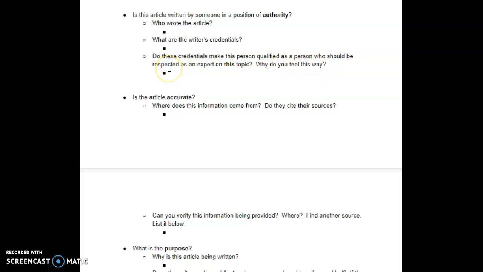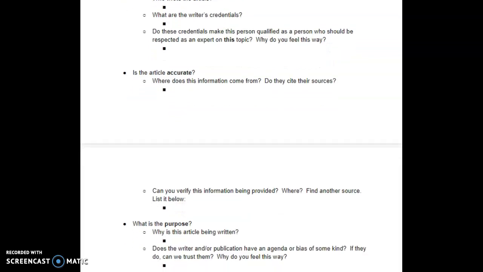It's fine if they've got a degree in a particular field, but if it doesn't actually relate to your topic, then why does it matter? So that's what you need to ask yourself. Do these credentials make this person qualified, so that you feel like you can actually trust them about your topic? All right, so moving on.